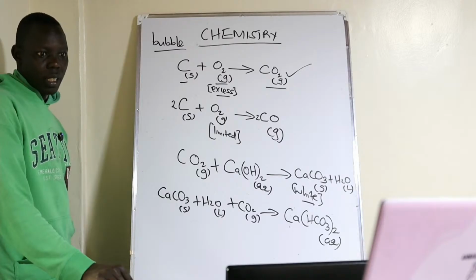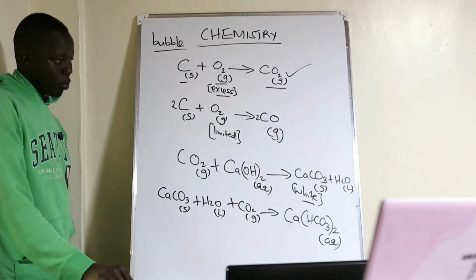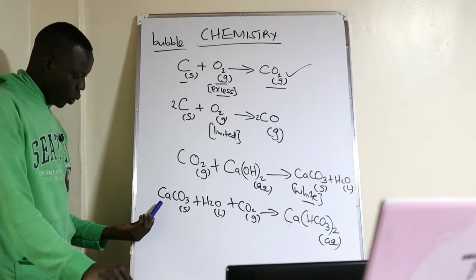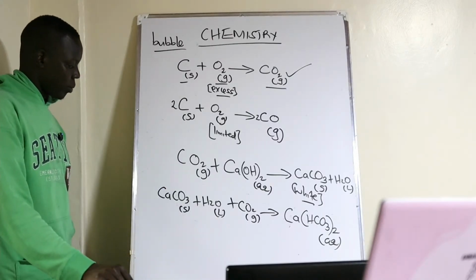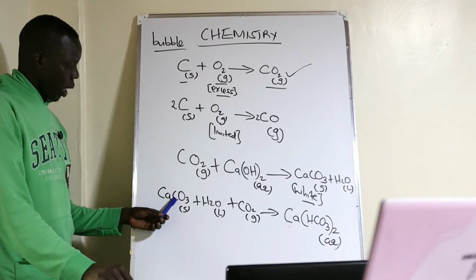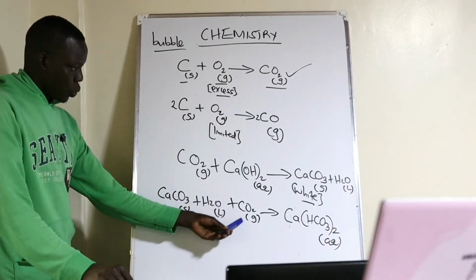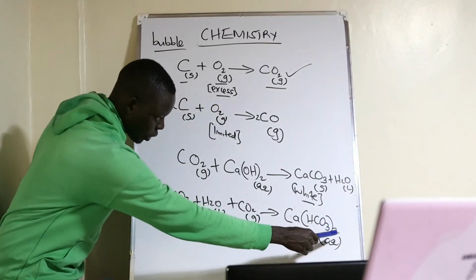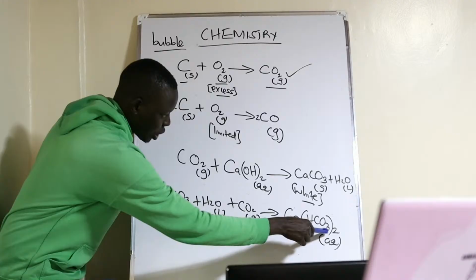Ask yourself whether it is balanced. Calcium is 1, calcium is 1 there. Carbon we have 1, 2. Carbon there we have 2. These 2 is for everything here. So carbon also is 2.